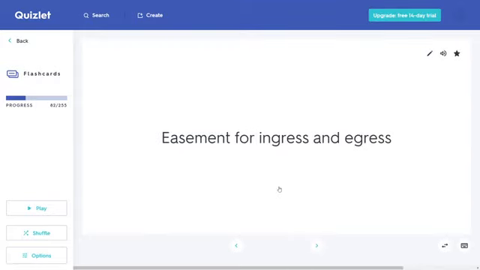Okay, we're sticking with easements. So, easement for ingress and egress. I'll give you guys a few moments to think this one over.